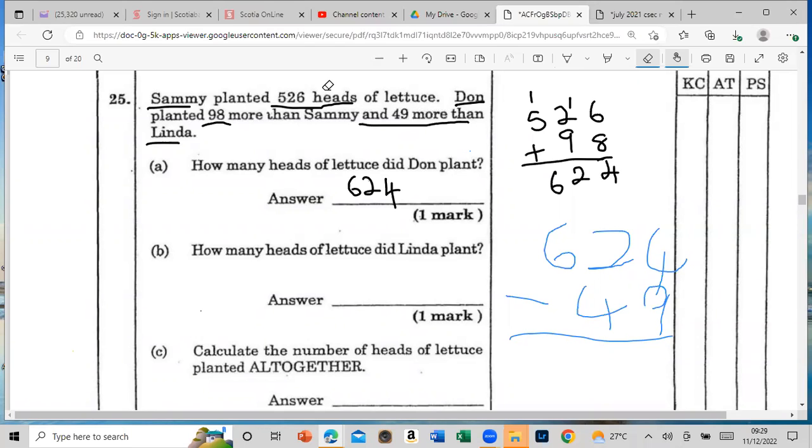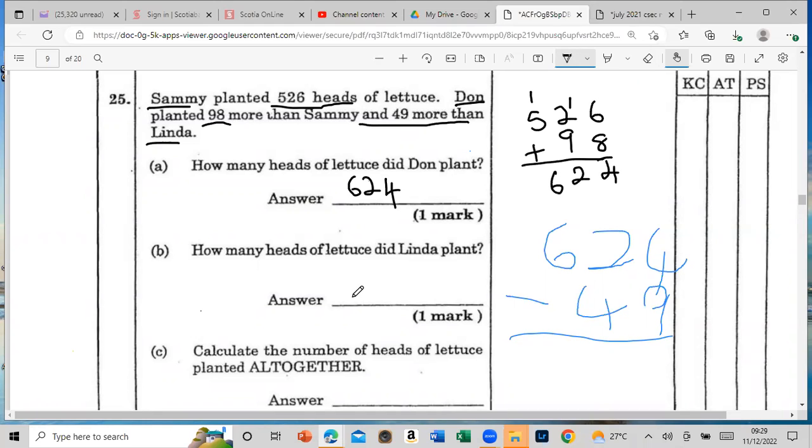So we know that Dan planted 624, right? So we have to subtract 49. Oh, that's another person you have to do. Yes, for Linda's, you'd have to subtract, not add. Linda planted 575.